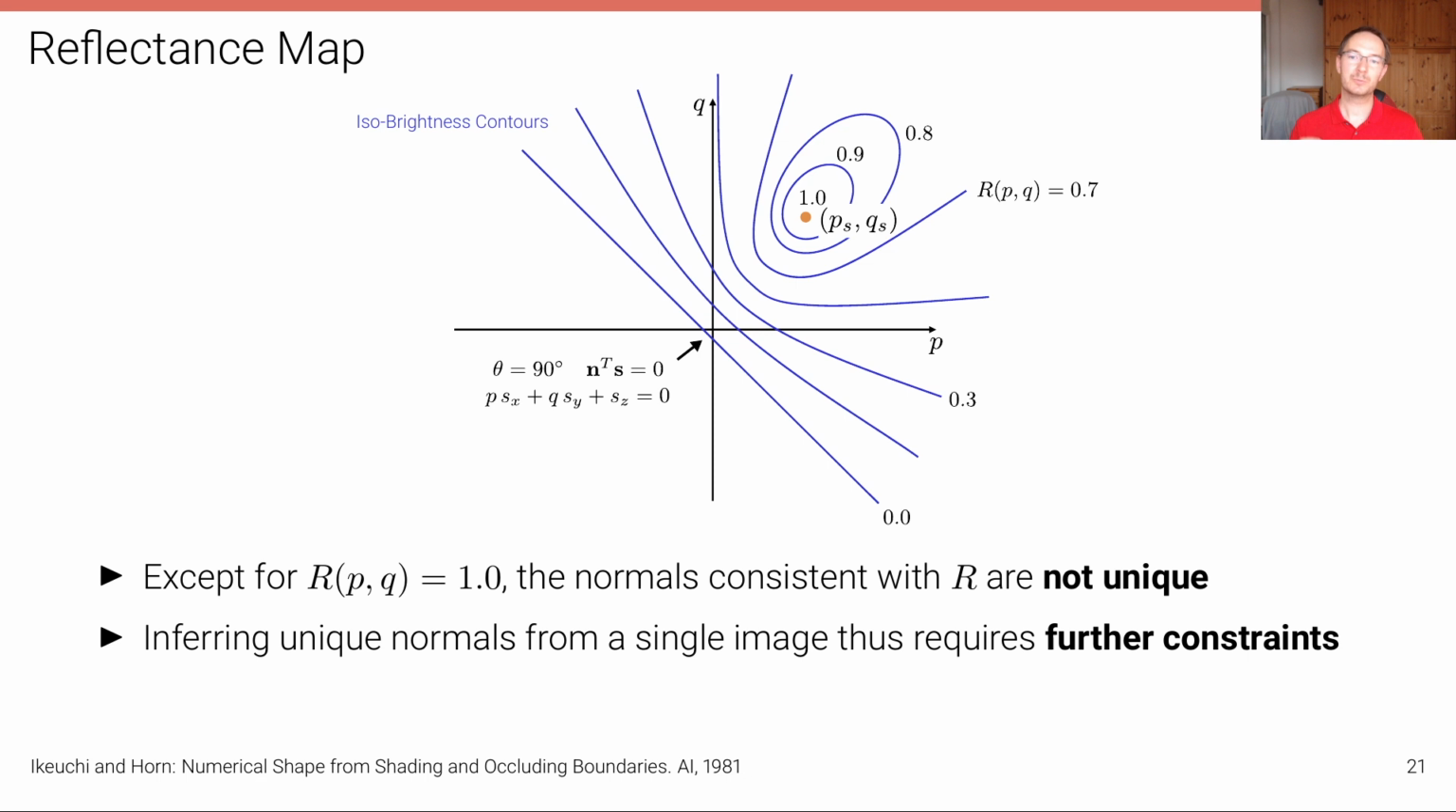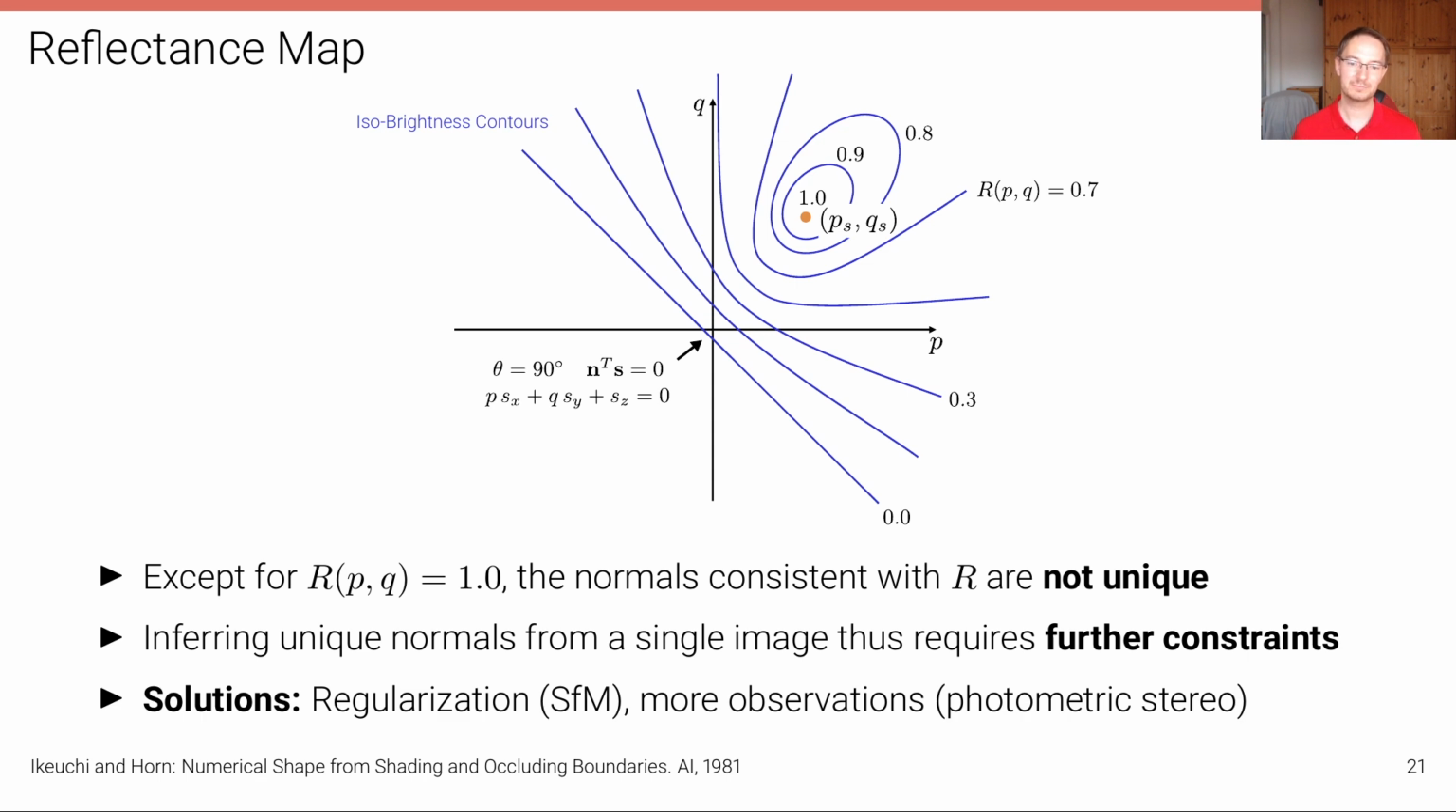So we have this spectrum from a line to a single point via these conic sections here. Because the normals consistent with R are not unique, we require further constraints to solve this problem. And there are two solutions that we are going to both talk about today. The first solution is the shape from shading problem, where we add additional regularization, for example, smoothness constraints, like in the case of optical flow. And the other solution is to simply add more observations. This problem is called photometric stereo.